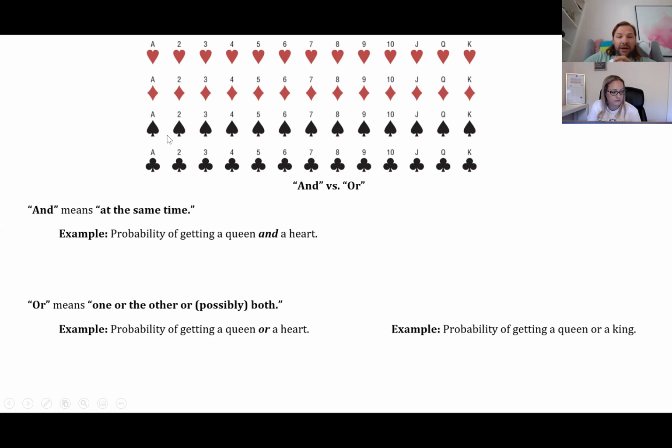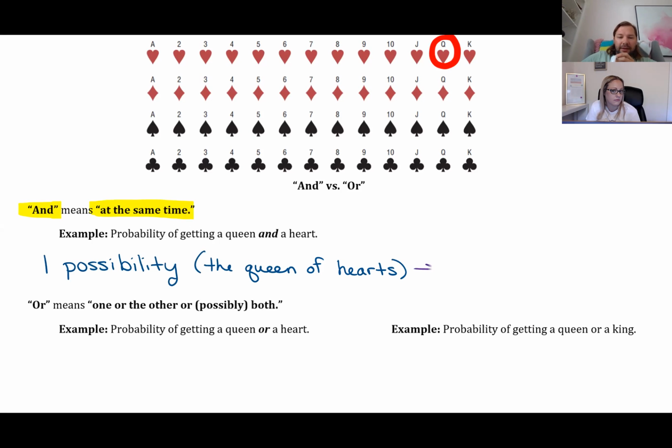If you were to draw a heart, there would be 13 different options, but there's only one queen in that list of 13 options. "Or" means one or the other, or possibly both. So a lot of times in English, we say, I'm going to go do this or that. But in probability, saying I'm going to do this or that could mean that you're going to either do this or that, or both of those things. Okay, so the probability of getting a queen or a heart, I think maybe Karen highlighted these things.